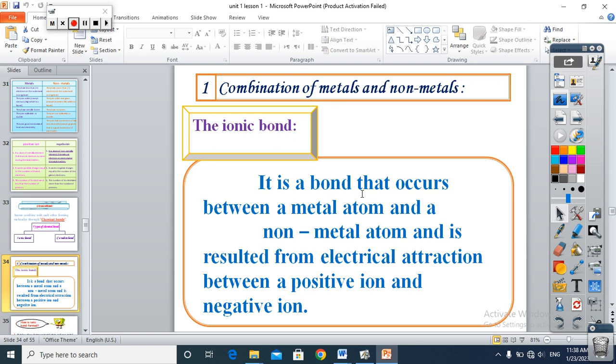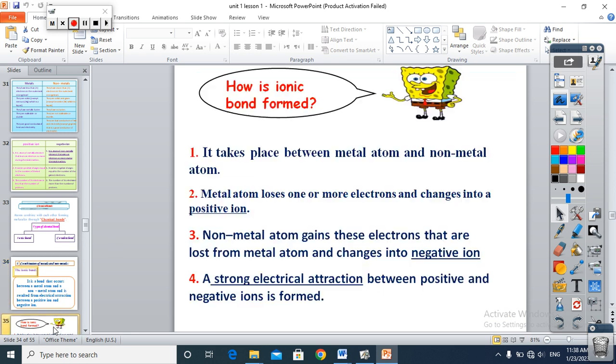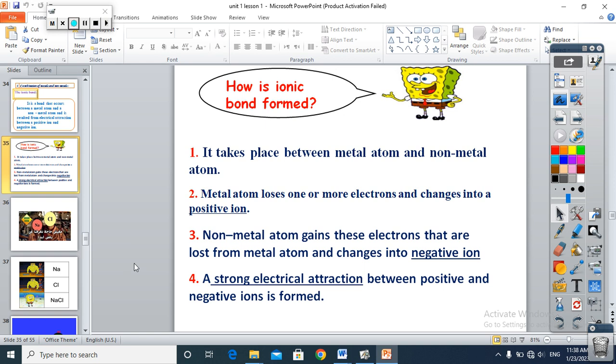Ionic bond is the bond that occurs between a metal atom and a nonmetal atom and results from electrical attraction between a positive ion and a negative ion. How is ionic bond formed? It takes place between metal and nonmetal. Metal atom loses one or more electrons, as we said, and it changes into positive ion. But nonmetal atom gains these electrons that are lost from metal atom and it changes into negative ion. So a strong electrical attraction between positive and negative ions is formed.